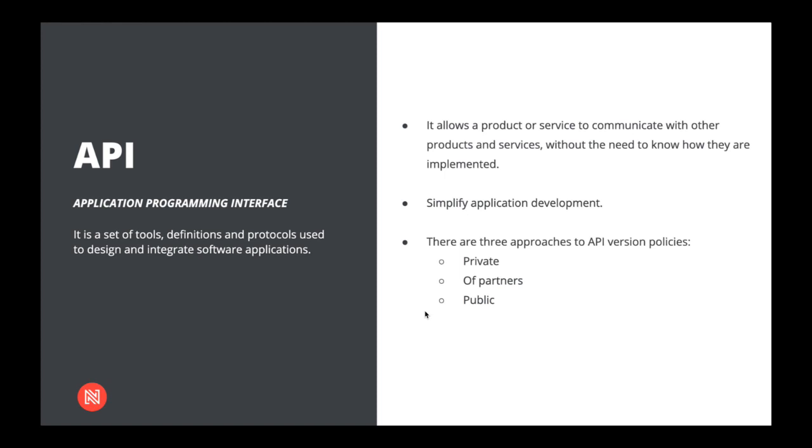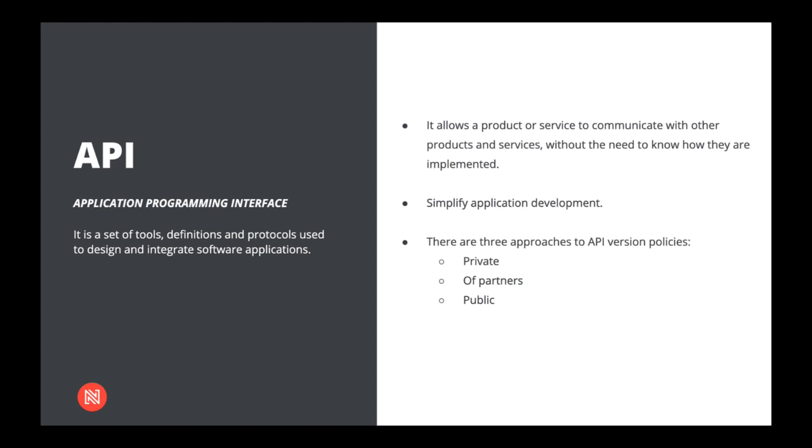What is an API? API is for Application Programming Interface. It is a set of tools, definitions, and protocols used to design and integrate software applications. It allows a product or service to communicate with other products and services without the need to know how they are implemented. So, as a provider, some companies can use a public API, and the customers can have access to that information, all the public information.